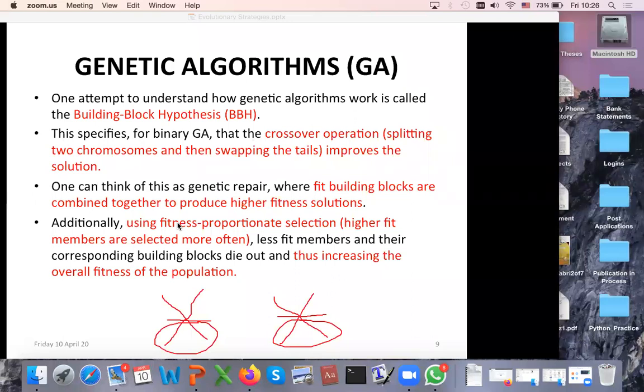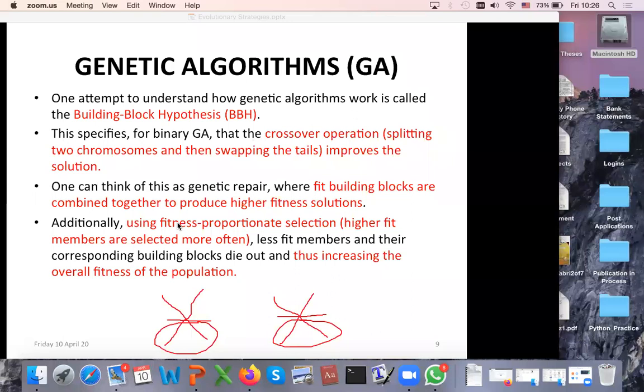So when you are using some fitness function, then by using this fitness measure, you will always select more fit members, and less fit members would not be selected with your approach. And then what will happen? The less fit members will automatically die out because you are not selecting those members.